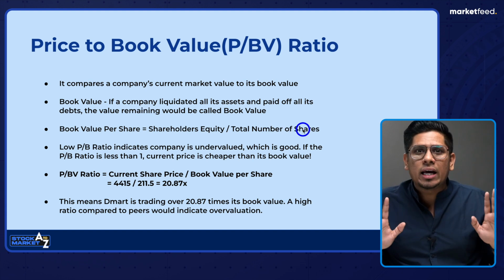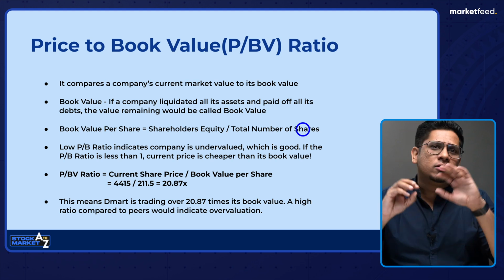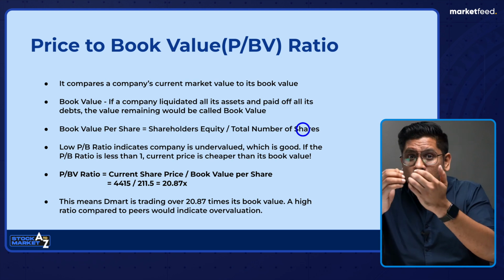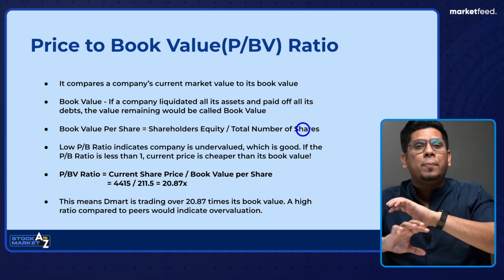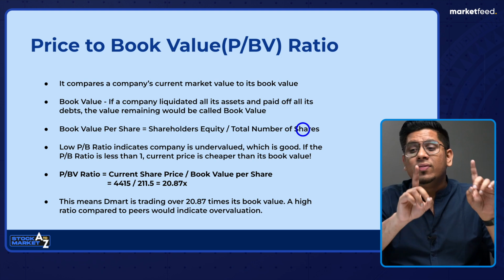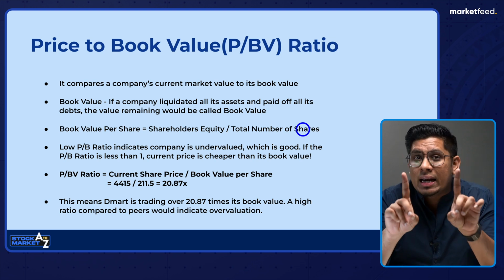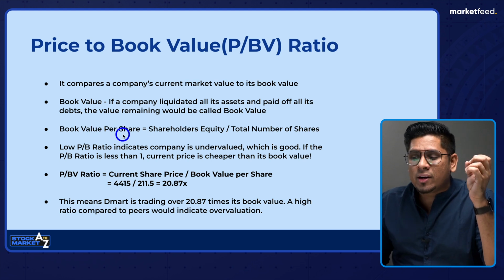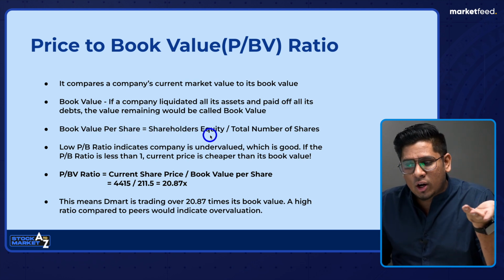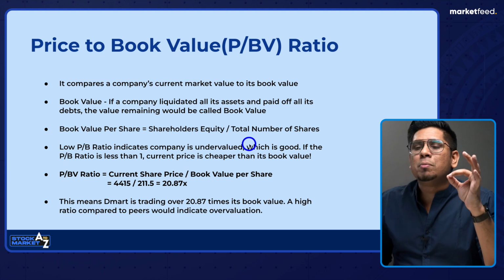Understood? A company decided to shut operations, stop the company. So they liquidated all the assets. They generated money there. Using that money, they paid all its debts and liabilities. Then what would be remaining? That is the actual book value of the company. So what we have to find out is book value per share, which is basically shareholders' equity, the book value, divided by total number of shares.